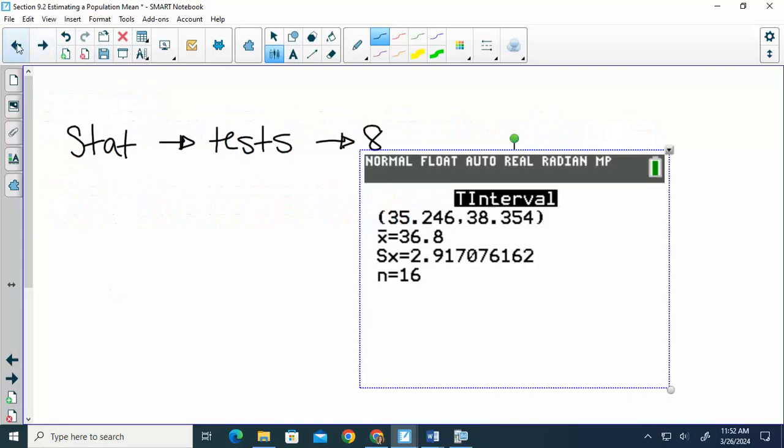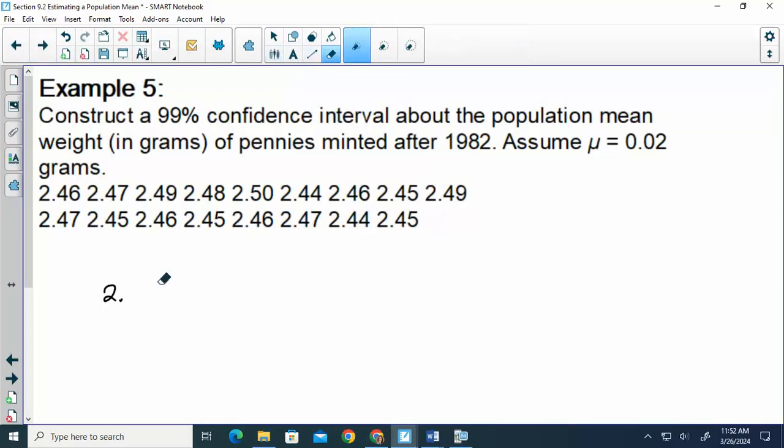Oh, sorry, this is not the same one. This is our pennies example. We didn't do that whole thing. We just did the mean. We didn't find the standard deviation. Alright, let's enter this one in so we can get the mean and standard deviation from our calculator.